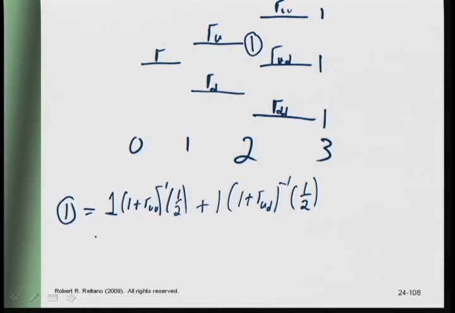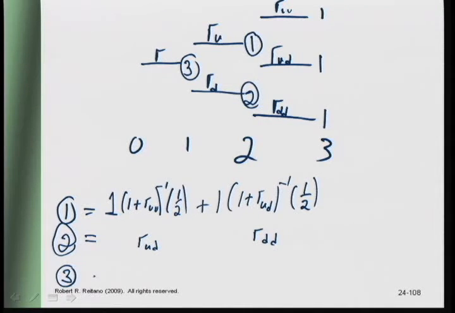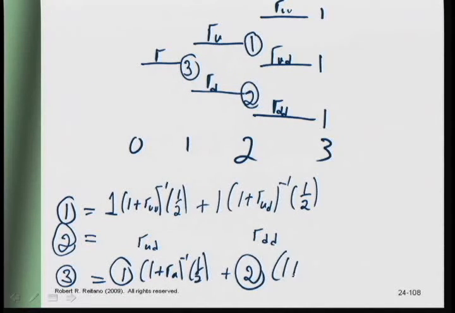I could have, in fact, used the prices. I could say that this is, in fact, the price of a 0. So let's just keep it this way. 2 is the same calculation using R_UD and R_DD. And then I can get 3 from R_U and R_D. 3 comes from, I have to use the 1 value with the upper interest rate, (1 plus R_U) to the minus 1 times a half. And then I'm going to use the down value, 2, with the down interest rate and the down probability, which is also a half. And finally, once I get the 3, I get the 4 by present valuing with R.